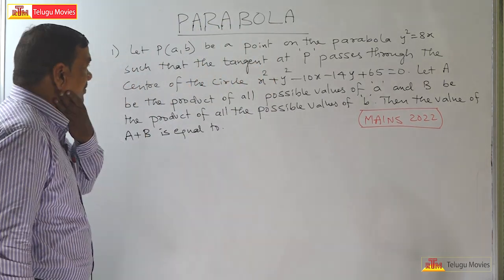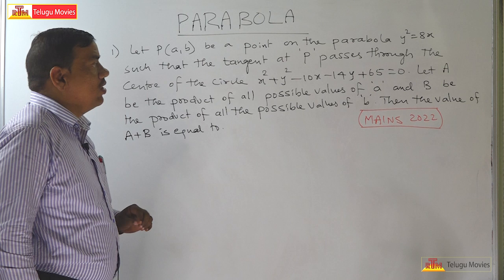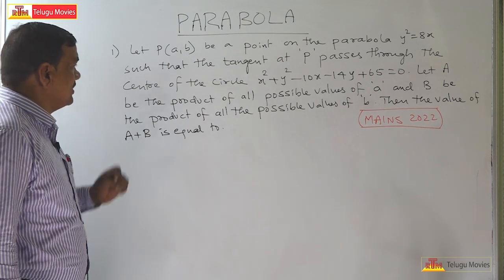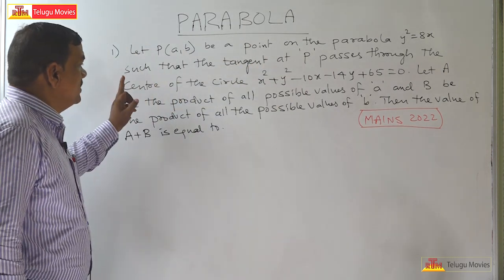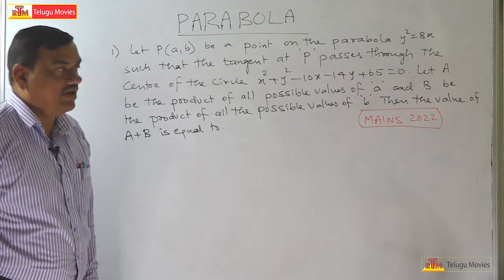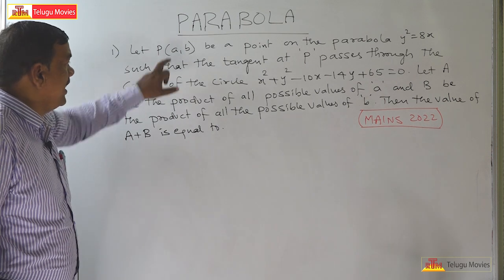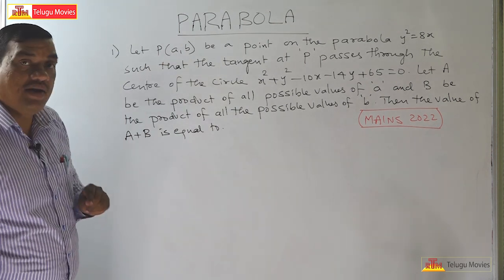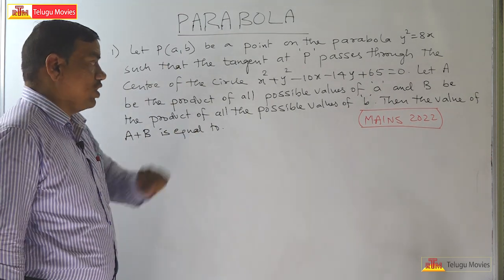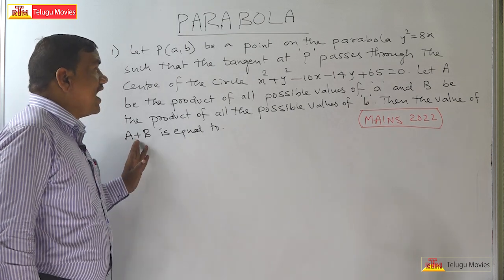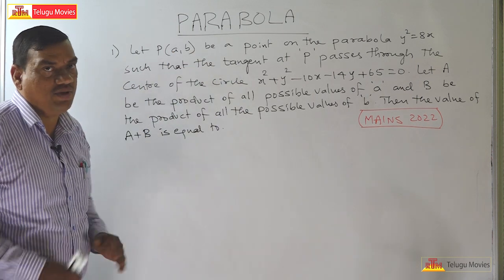So the problem is clear. Let P(a, b) be a point on the parabola y square is equal to 8x such that the tangent at P passes through the center of the circle, whose equation is given. Let A be the product of all possible values of small a, that is the x coordinate, and capital B be the product of all possible values of small b. Then find the value of A plus B. So on the whole, what we have to find out? We have to find out the a values and b values.